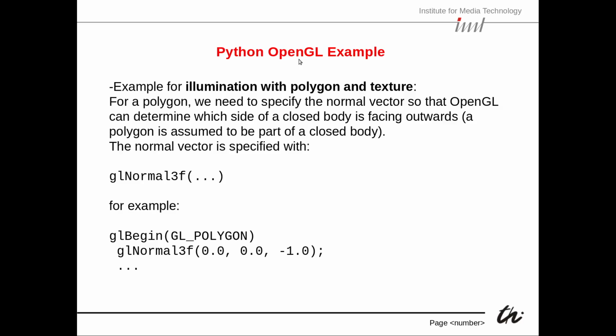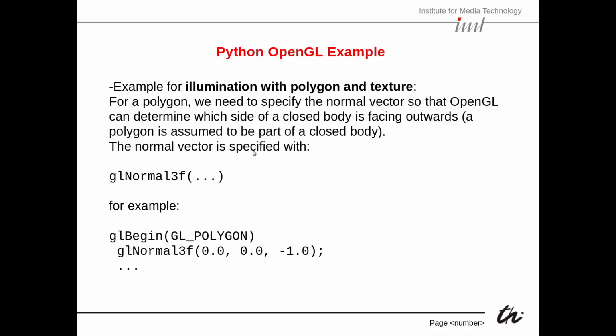So often we don't have those predefined objects, but we have our own object consisting of polygons, and for that we need to attach normals for OpenGL. So we have a polygon and a texture, and we want to illuminate it. For a polygon we need to specify the normal vector so that OpenGL can determine which side of a closed body is facing outwards towards the camera or in the other direction. So a polygon is assumed to be part of a closed body. In my example it's not really the case, I'm just using a single polygon for simplicity.